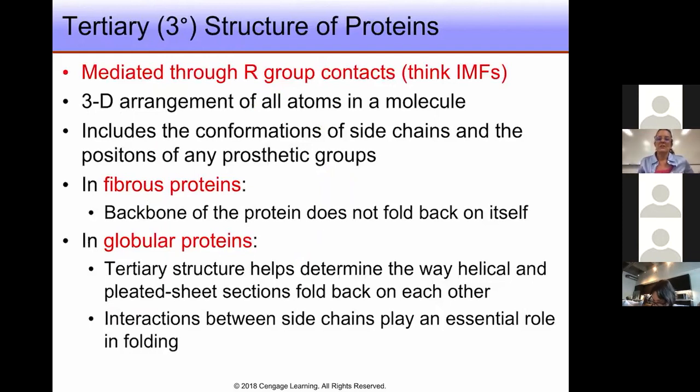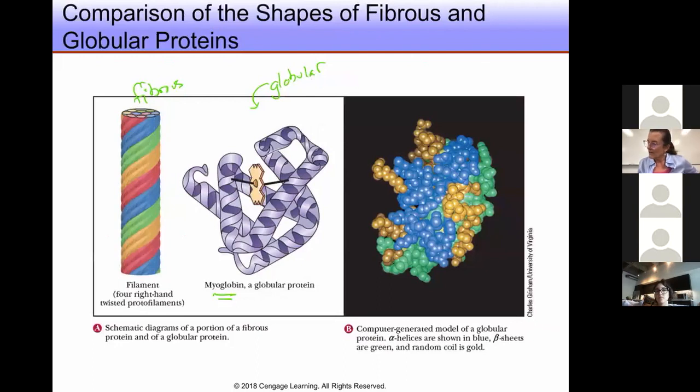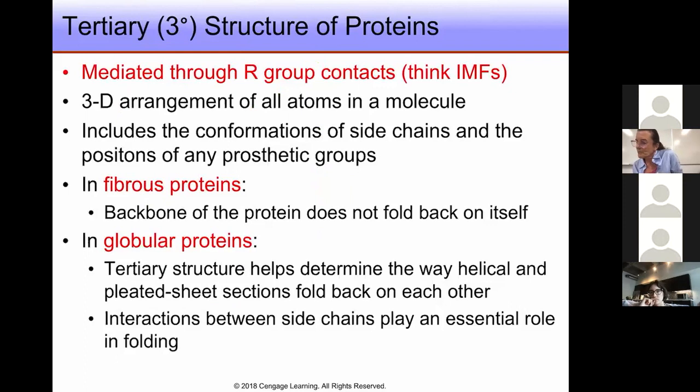Okay, so now tertiary structure. So we have helices and beta sheets. If you look at this myoglobin here, it's all helix, there's no beta sheet. But see how you have helix here, here, here? That's the secondary structure. But how they come together, like this helix orienting near that one, that is described by the tertiary structure, how the elements of secondary structure come together. And it's generally mediated by the side chains, the R groups of the amino acids. And the tertiary structure is the three-dimensional arrangement of all atoms in a molecule.